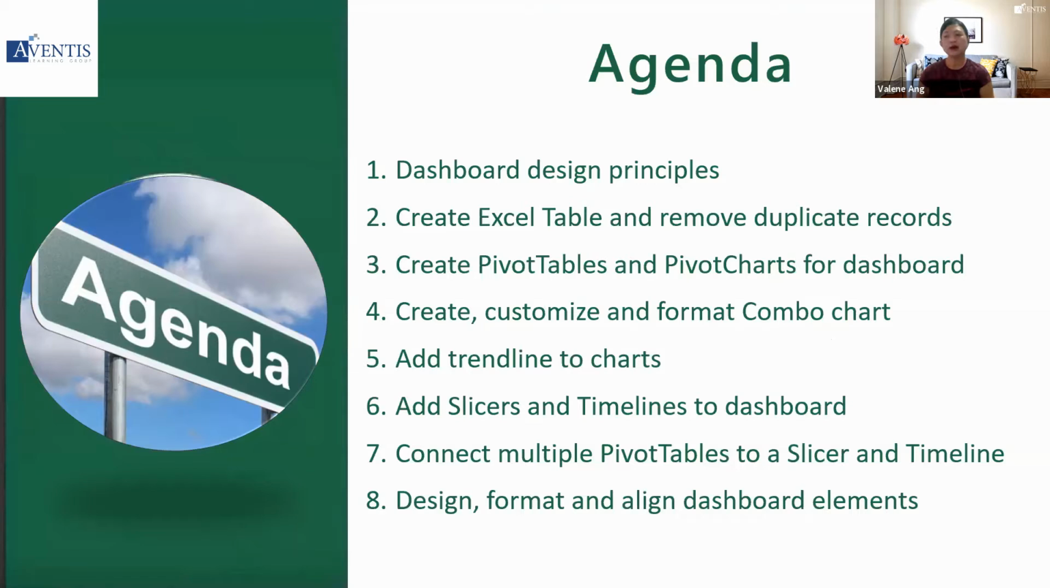We will look at how to create a combo chart to combine two different chart types and add a linear trend line to a column chart to show data trend, add a timeline to filter data by years, quarters, or months, as well as slice the data with a slicer. If you have never used a slicer before, it is extremely fun.